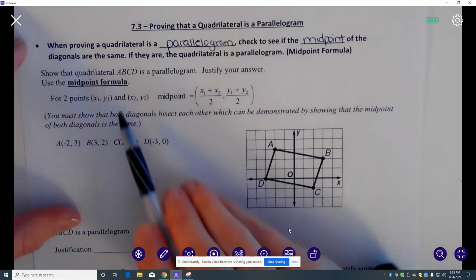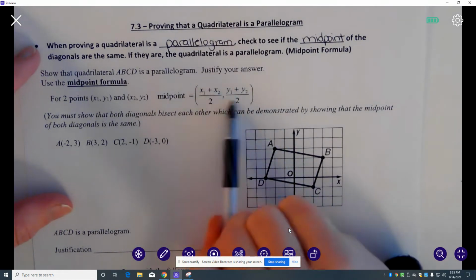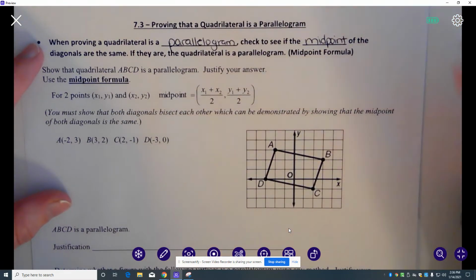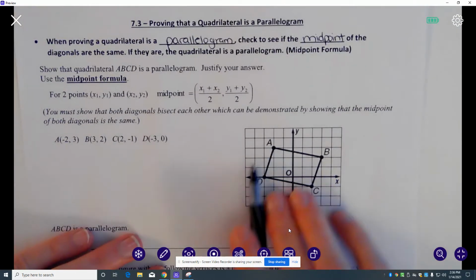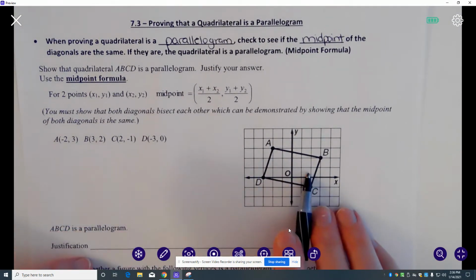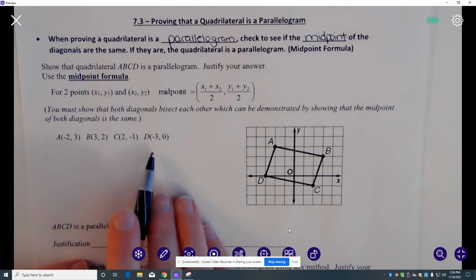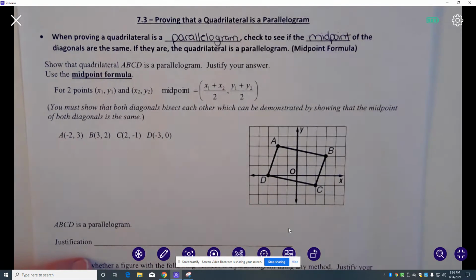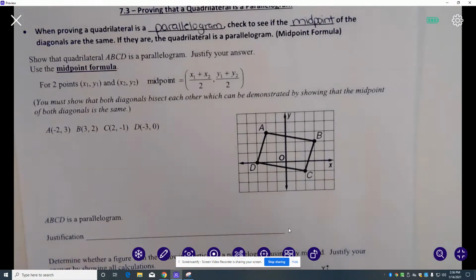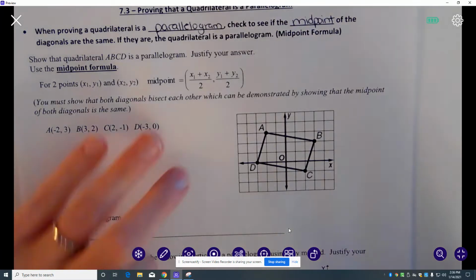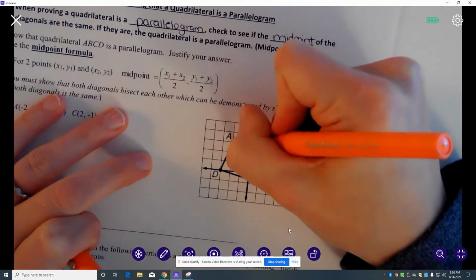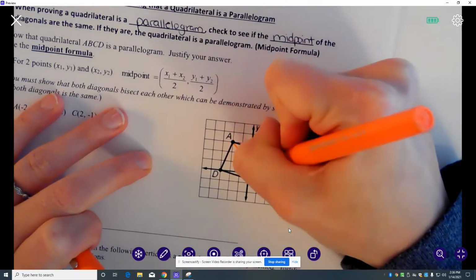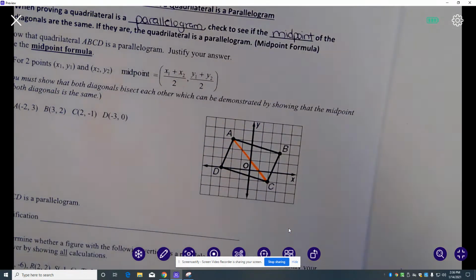So we're going to be using our midpoint formula. This is coming back from semester 1. We have a quadrilateral here on our graph, and they give us some points of these vertices. What we're going to do is focus in on the diagonals. I'll do this in a different color. Here's one diagonal of the quadrilateral, and here is the other.